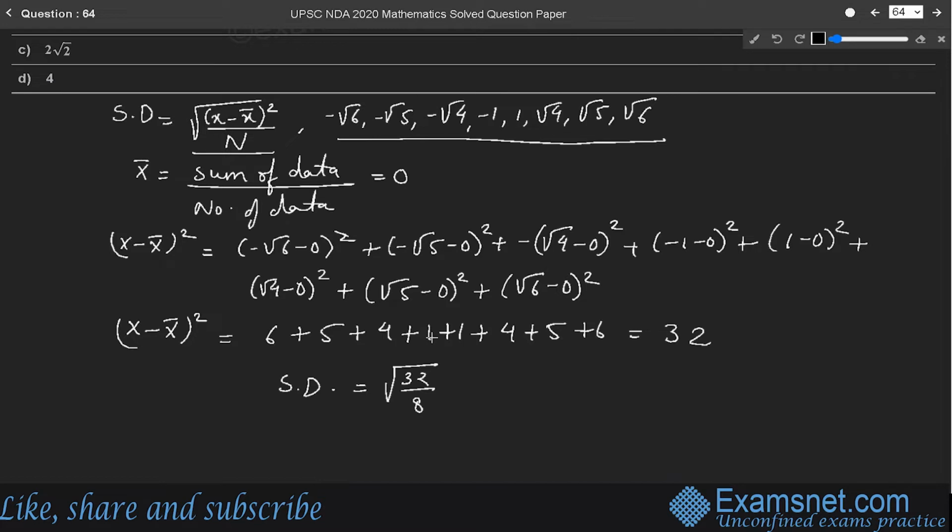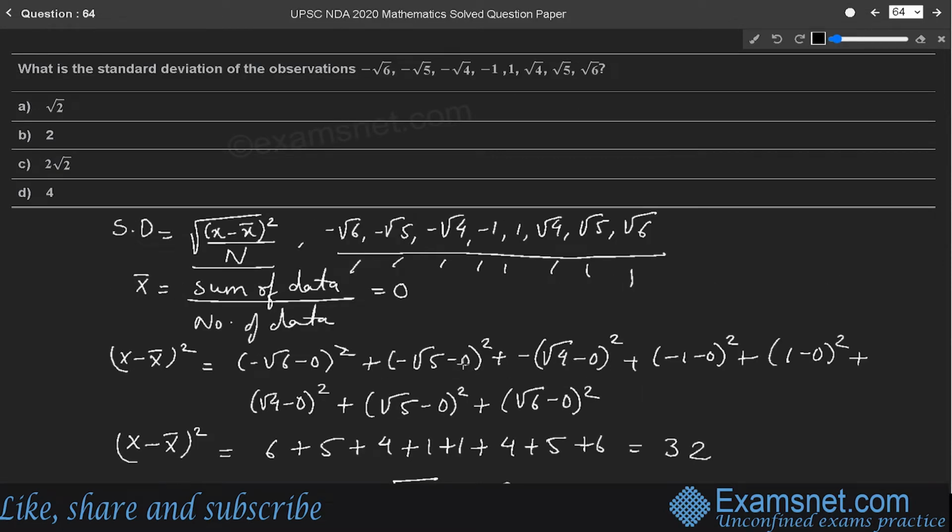8 because these are 8 terms. 1, 2, 3, 4, 5, 6, 7, 8. So the total number of data is 8. So further solving, it will be equals to 2. So the value of standard deviation for this question is 2. So the correct option is option number B, which is 2.